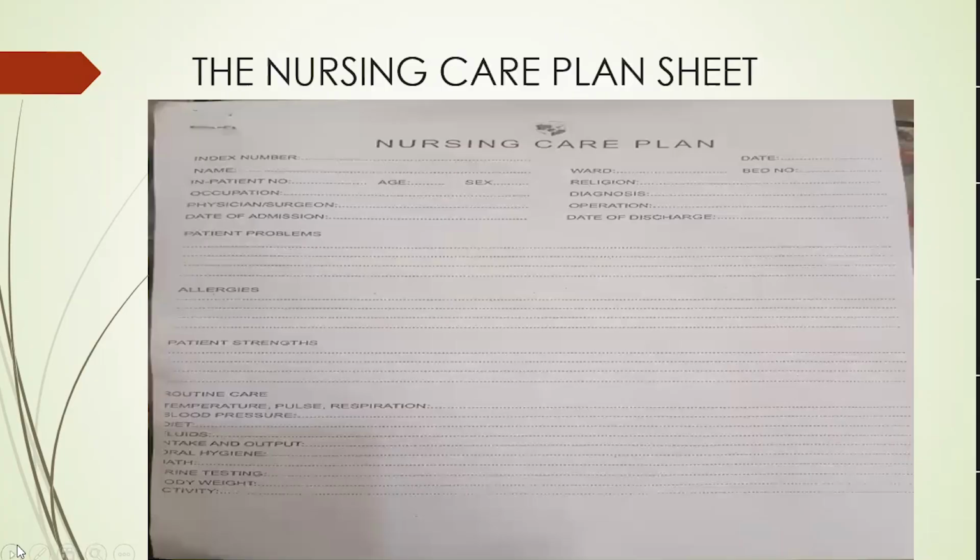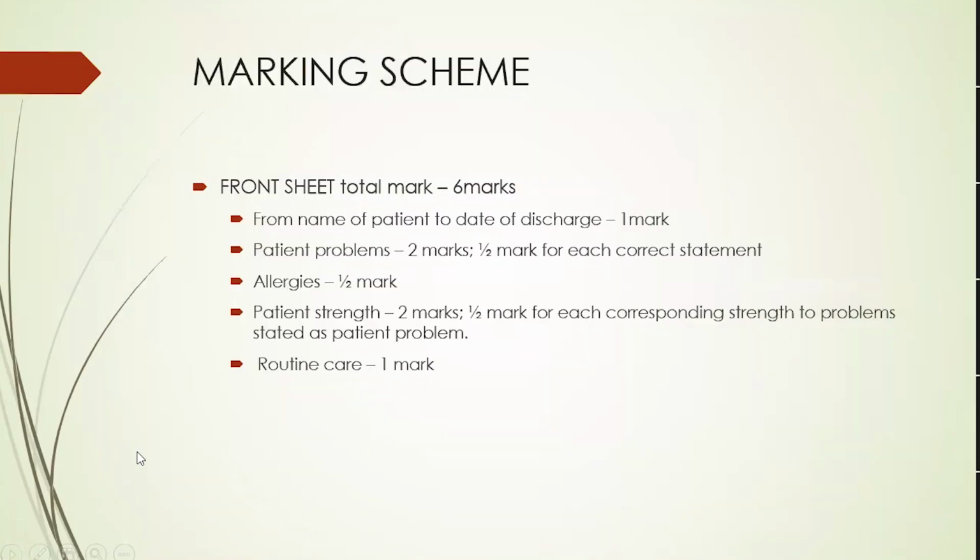So this is a sheet showing how the nursing care plan looks. From what we are seeing on the screen, this is the front sheet. Usually most of you waste time trying to find all the details about the patient, occupation, physician, and all that. Bear it in mind that we have only 30 minutes. And this 30 minutes is covering all the things you are doing in the other section. So you don't need to waste so much time here. I gave a little marking scheme idea here so that you all know what you are looking at.